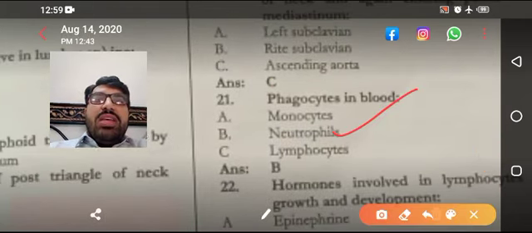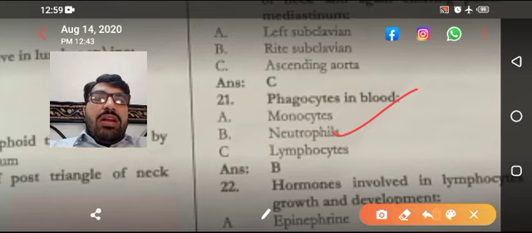Phagocytes in the blood, neutrophil. I already shared a reference to this.